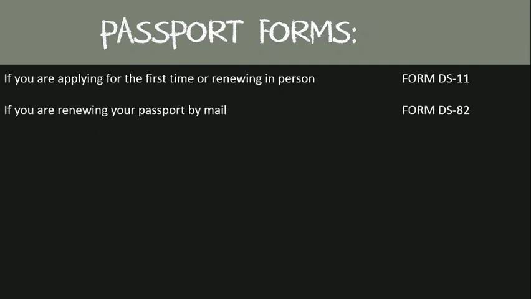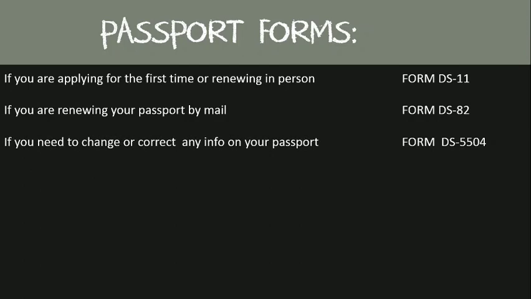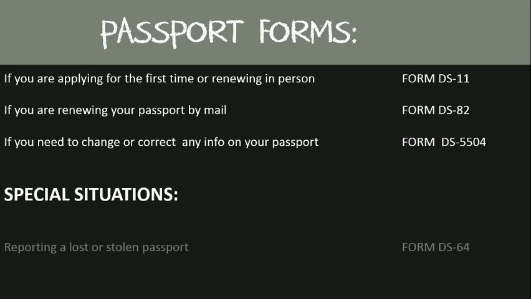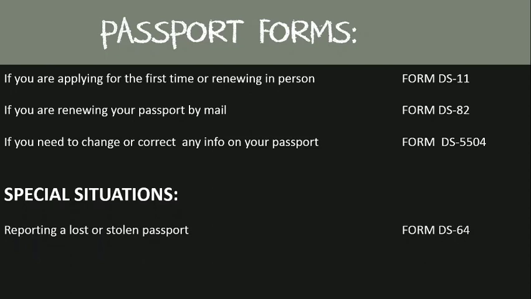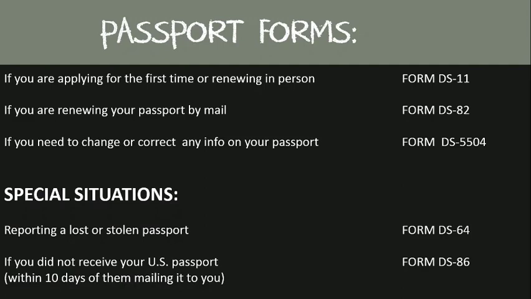If you're renewing your passport by mail, you'll want to fill out Form DS-82. If you need to change or correct any information on your passport, you'll use Form DS-5504. And in certain special situations, like if you need to report your lost or stolen passport, you'd fill out Form DS-64. And if you did not receive your passport by mail, which usually takes about 10 days after they mail it to you, you'd fill out Form DS-86.